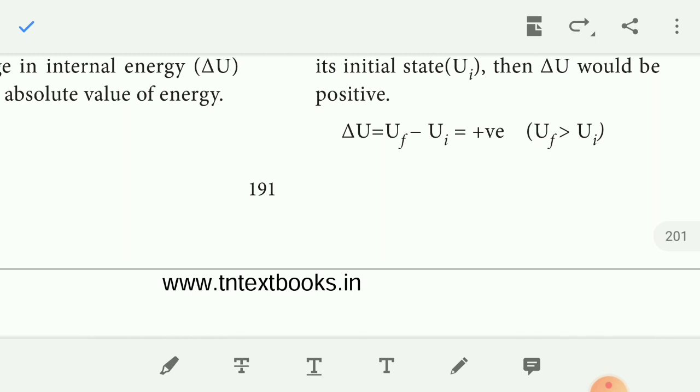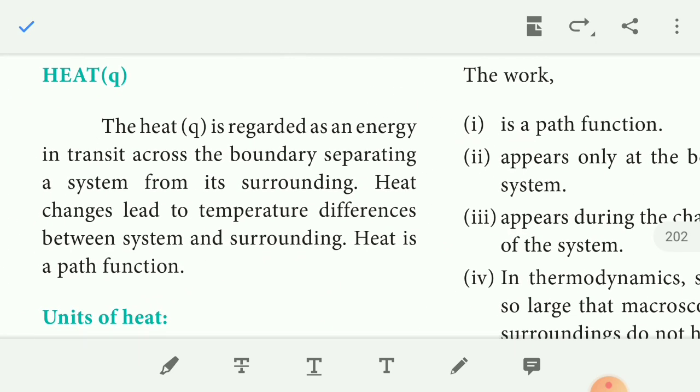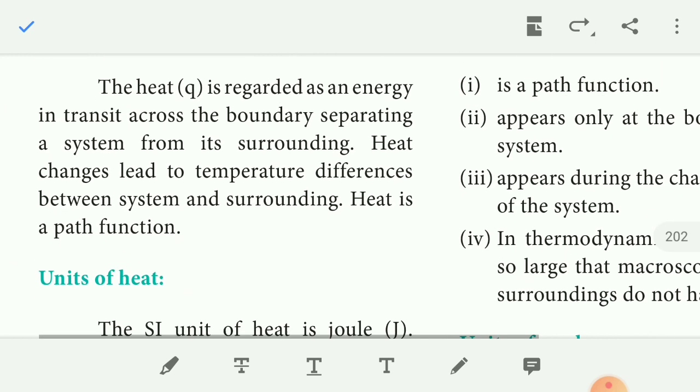The next topic: heat. The symbol of heat is Q. Heat Q is regarded as energy in transit across the boundary separating a system from its surroundings. Heat change leads to a temperature difference between system and surroundings. Heat is not a state function, it is a path function, because it flows from one place to another.